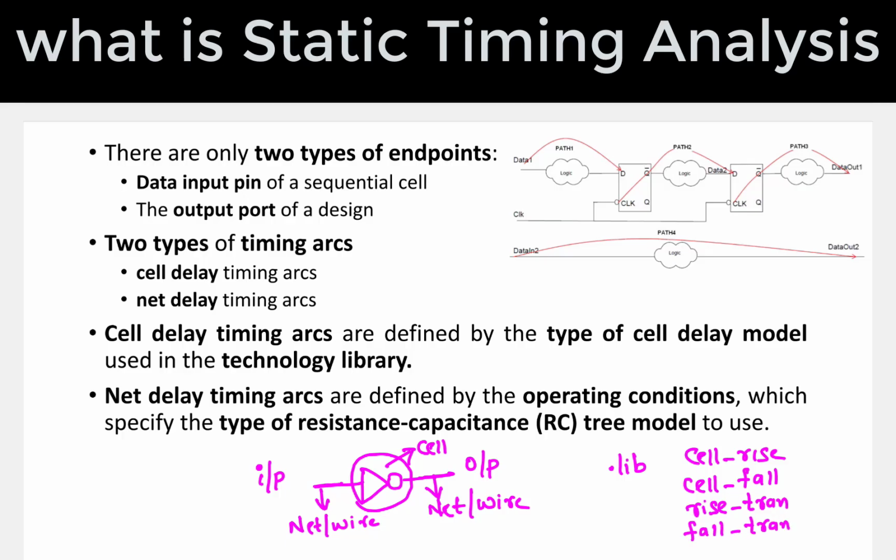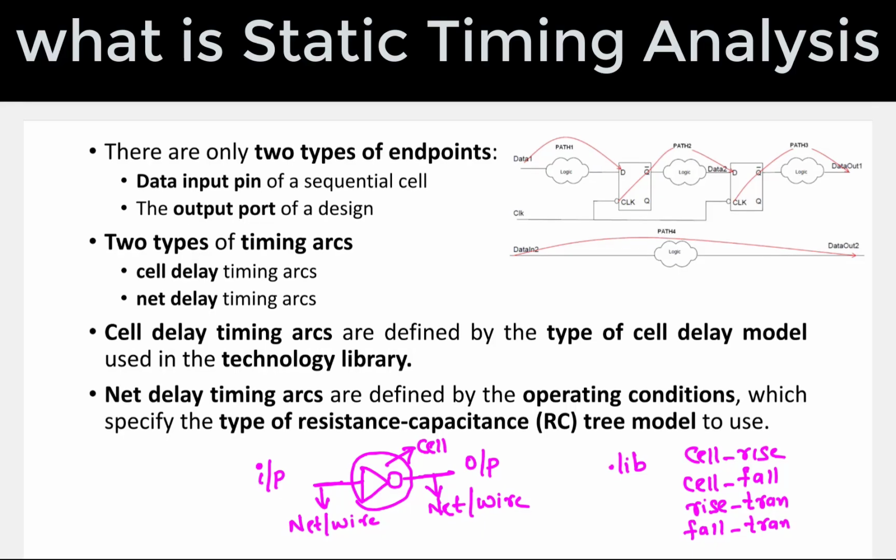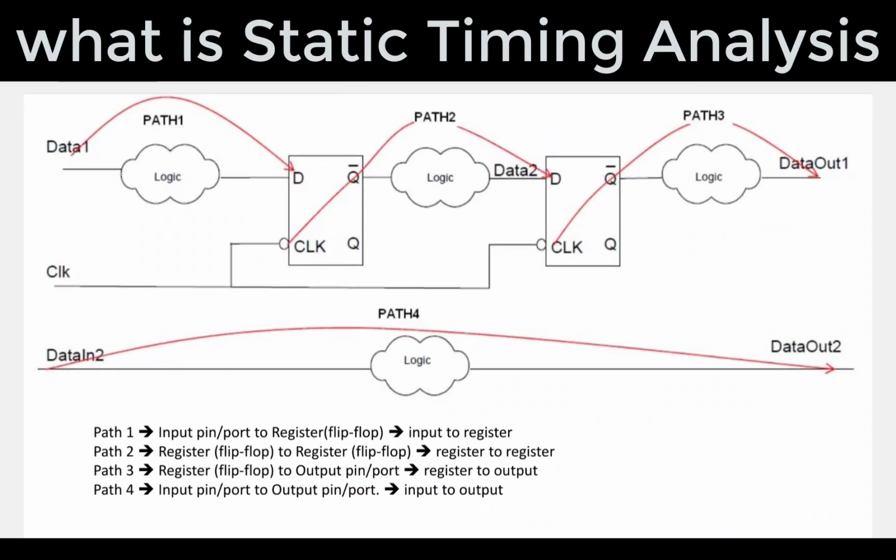So once you understand this one, then you will get to know what is meant by cell delay, and in the upcoming videos we will try to understand what is meant by wire delay or else net delay. So mainly in static timing analysis, the design will be segregated into parts. So mostly these four parts will be there.